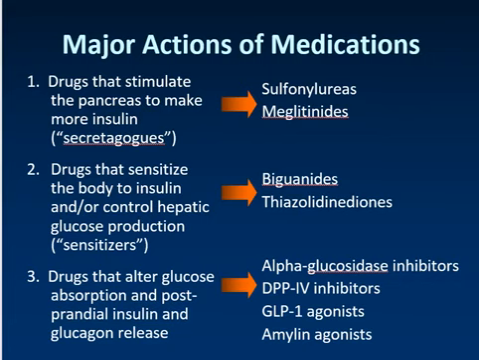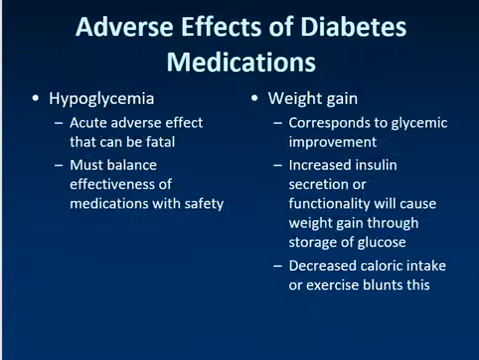And then the third rough group of drugs are the drugs that alter glucose absorption and postprandial or post-meal insulin release. And those include basically all the other drugs, the alpha-glucosidase inhibitors, the DPP-4 and the GLP-1 drugs, which are closely related in terms of their mechanism, as well as the amylins. So those are the major sites of drugs.